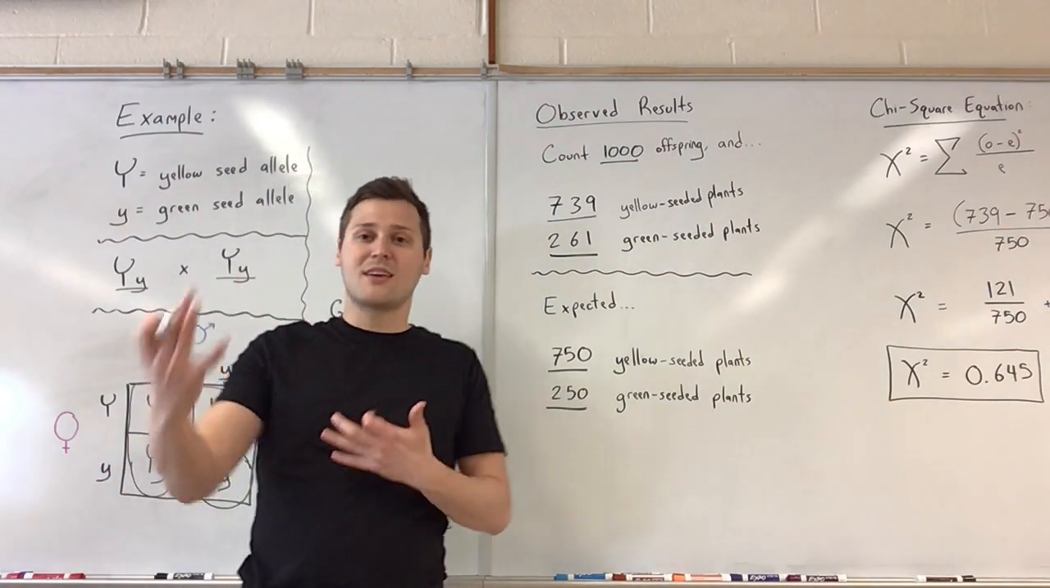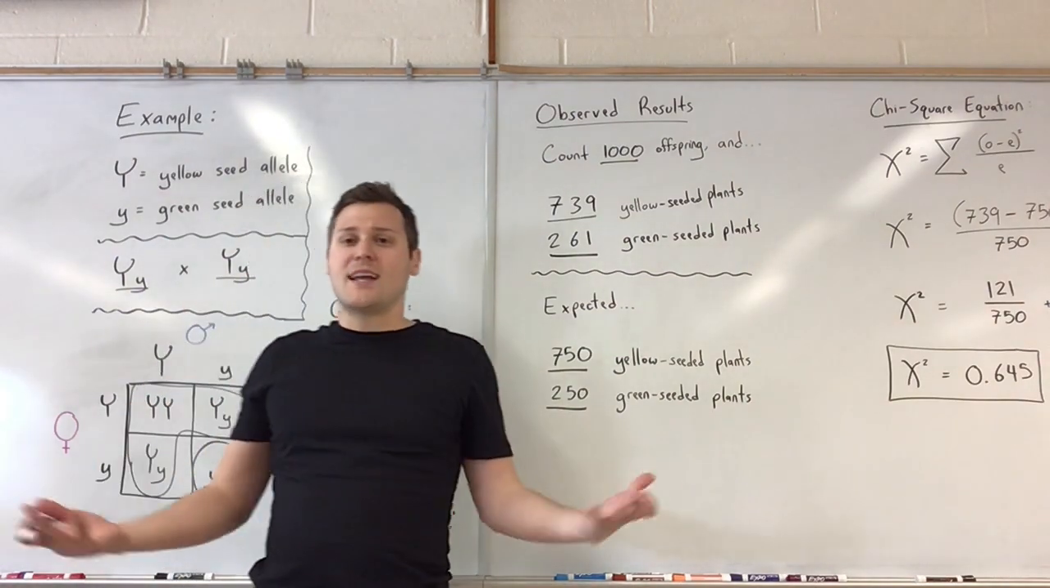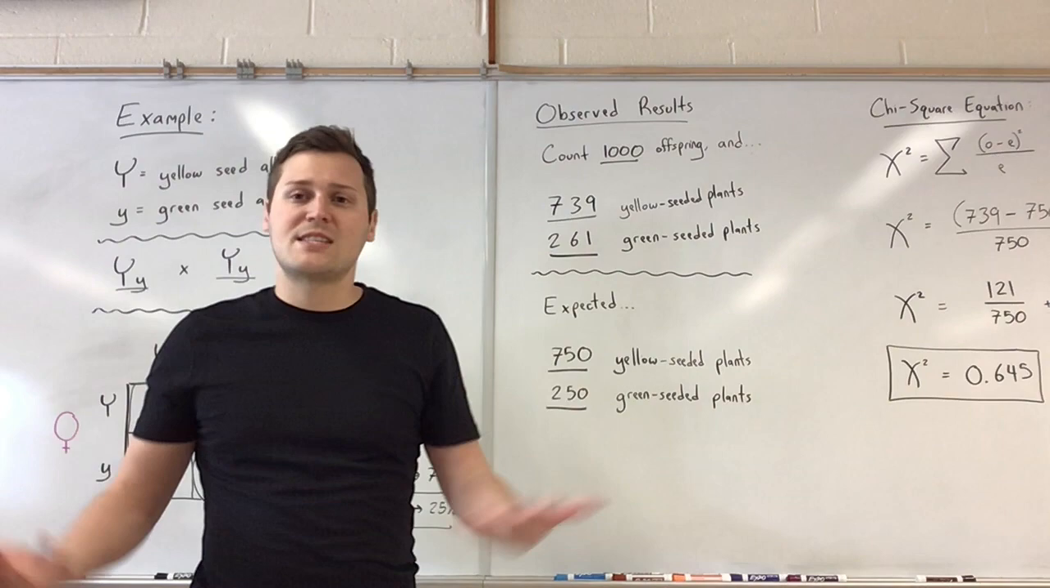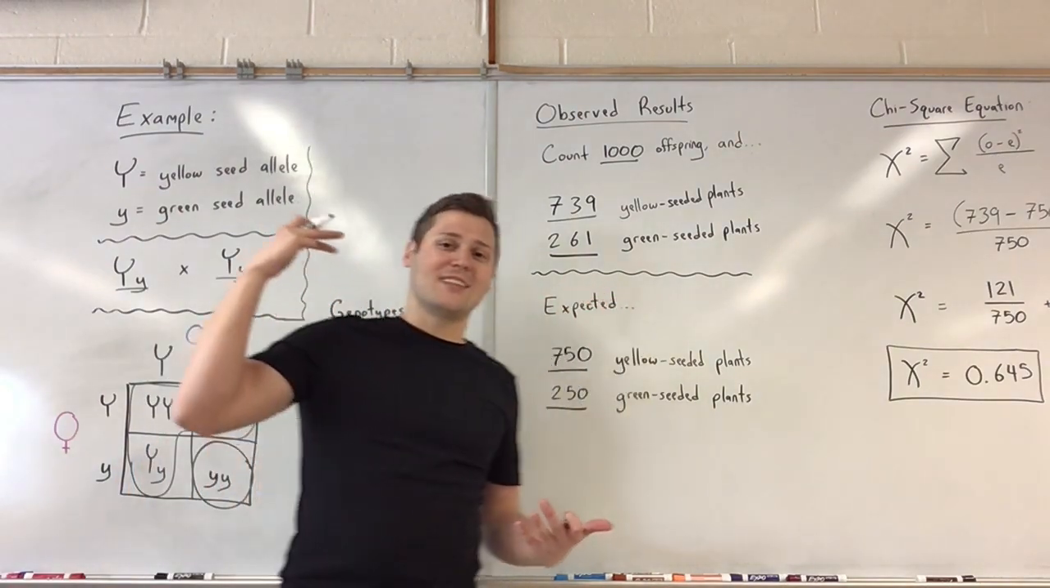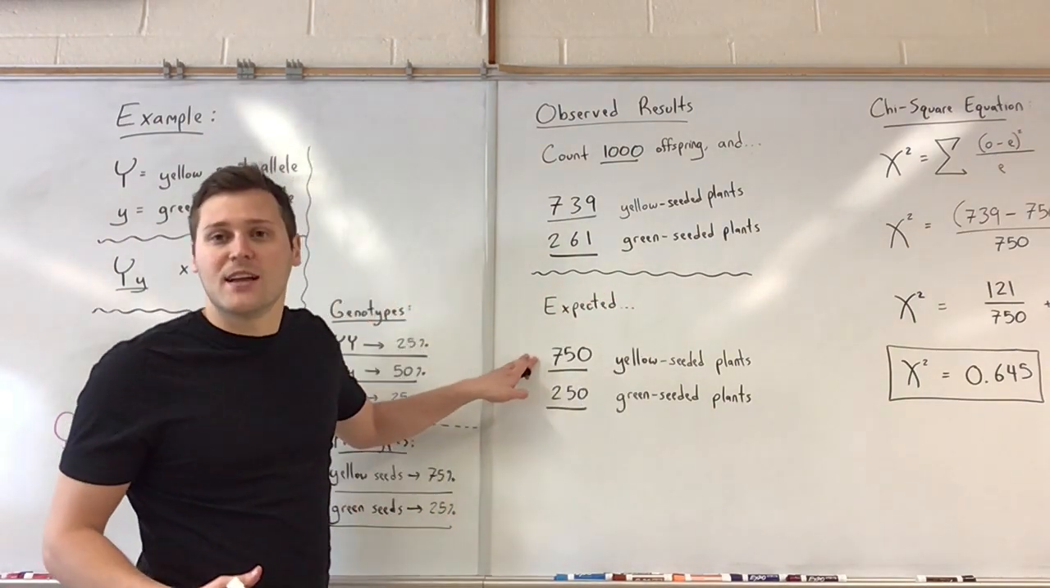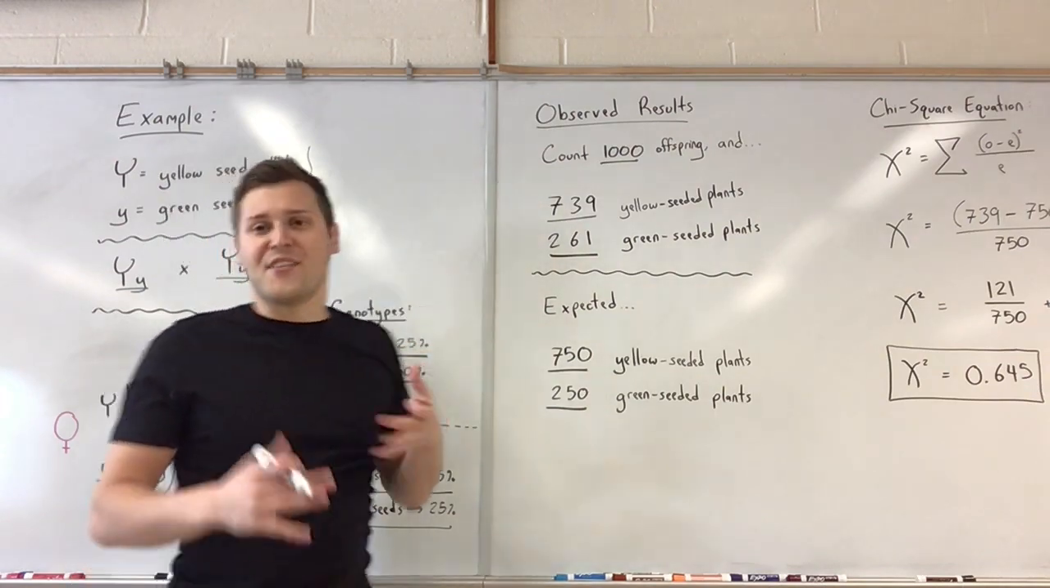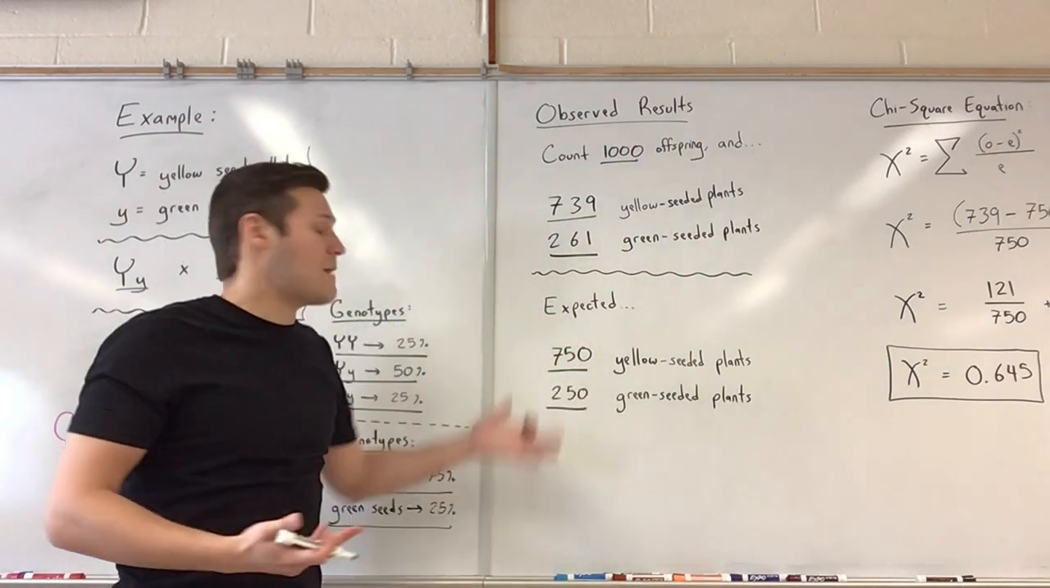So now you might be thinking, well, that makes sense. There's an element of chance involved. We're not going to see exactly 750 yellow. Maybe 739, that's pretty close, right? Maybe we can just accept that.